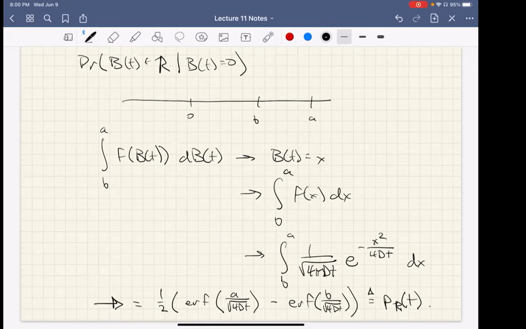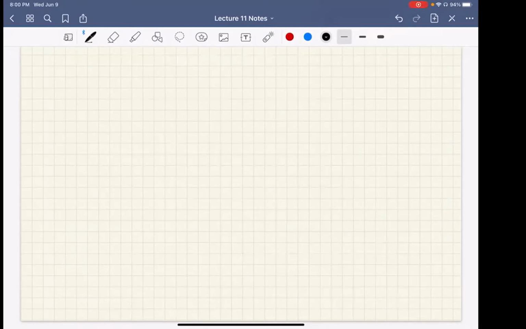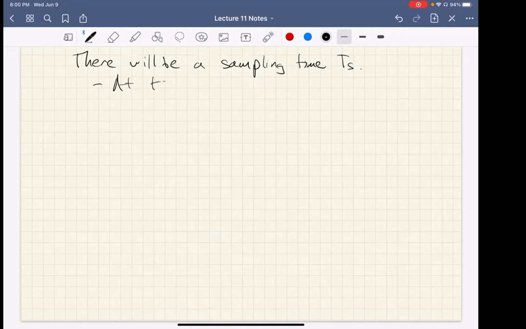So what we're going to do is we're going to say there will be a sampling time, TS. So in other words, we're going to release the molecules at time 0. We're going to wait, and then at some time TS, we are going to sample R, and at that time, we count the number of molecules in R.